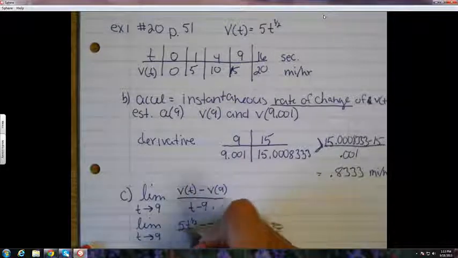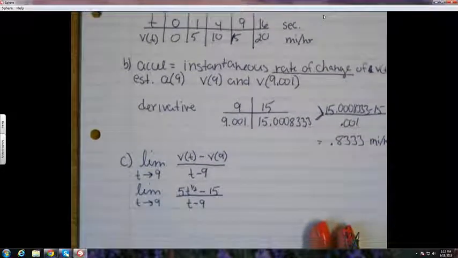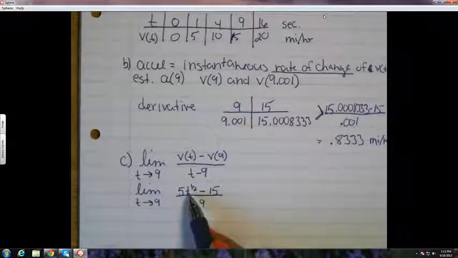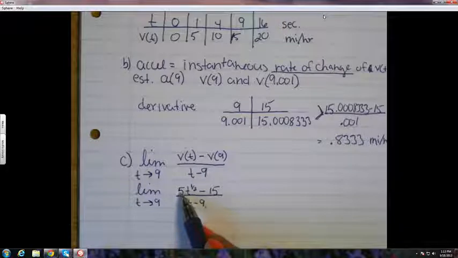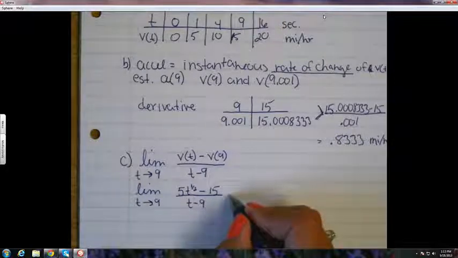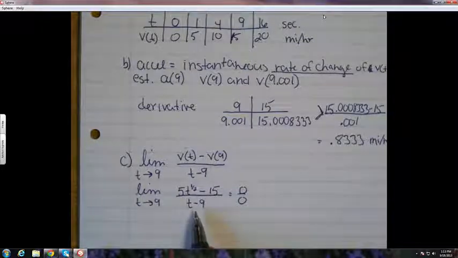All over t minus 9. If you put the 9 in right now, remember 1/2 power is square root. So the square root of 9 is 3 times 5 is 15. 15 minus 15, 0 over 0, which tells us we can factor this.